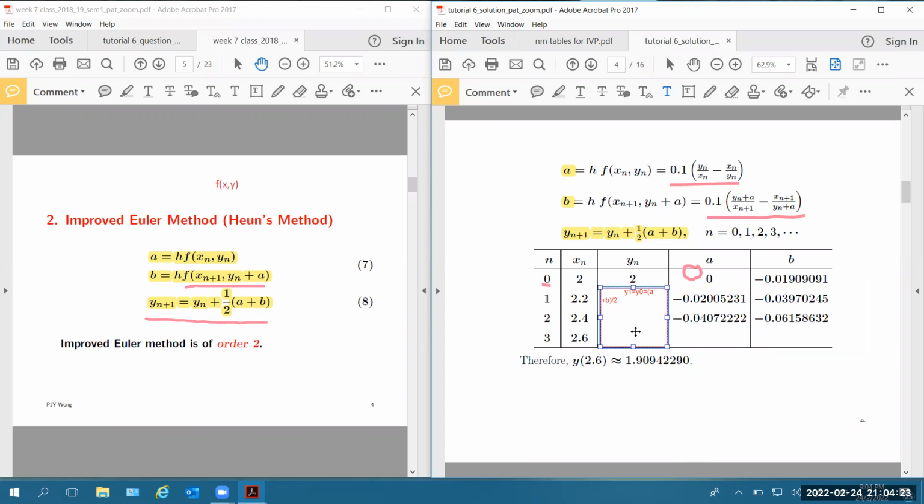Well, so this is what you have. Okay, so when you reach here, this is the y value at 2.6, right? Then you can just stop here. Is there a need to calculate this A and this B there? No need, because this A and this B here is for the next y. It's for the y value at 2.8. But since you don't need that, you don't need to calculate this one.